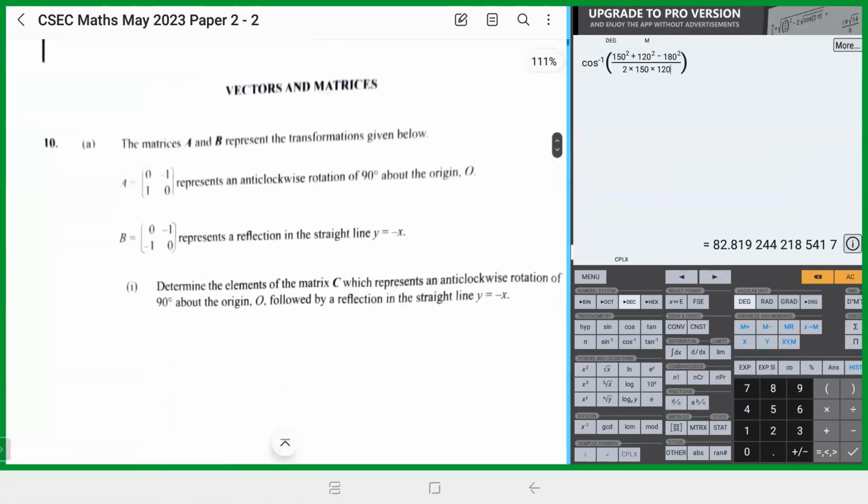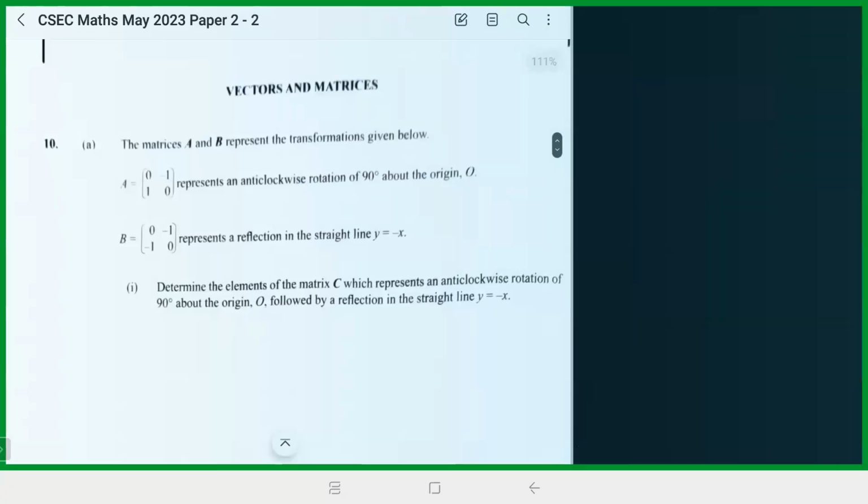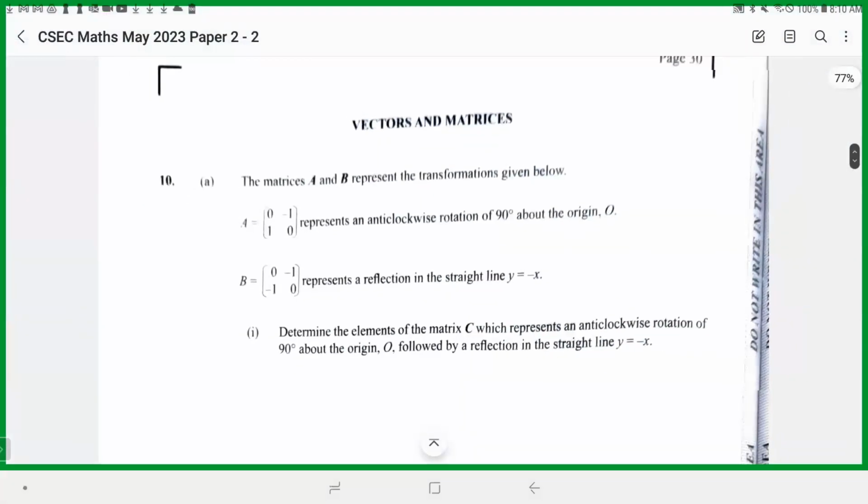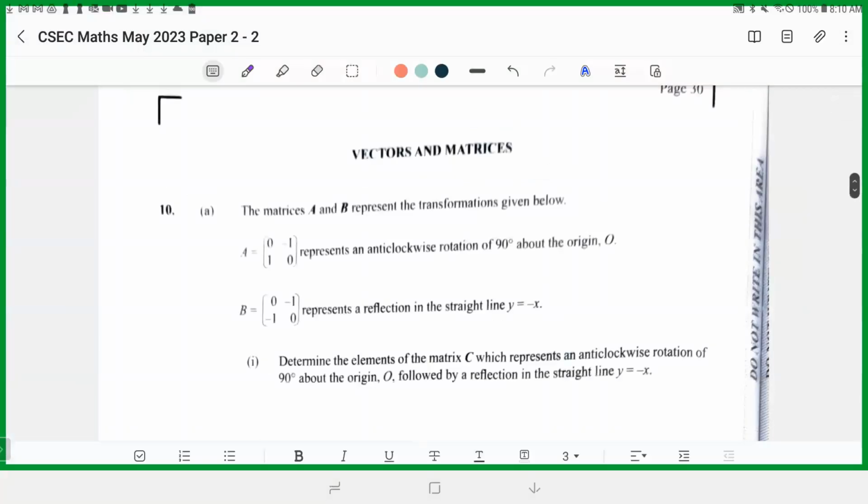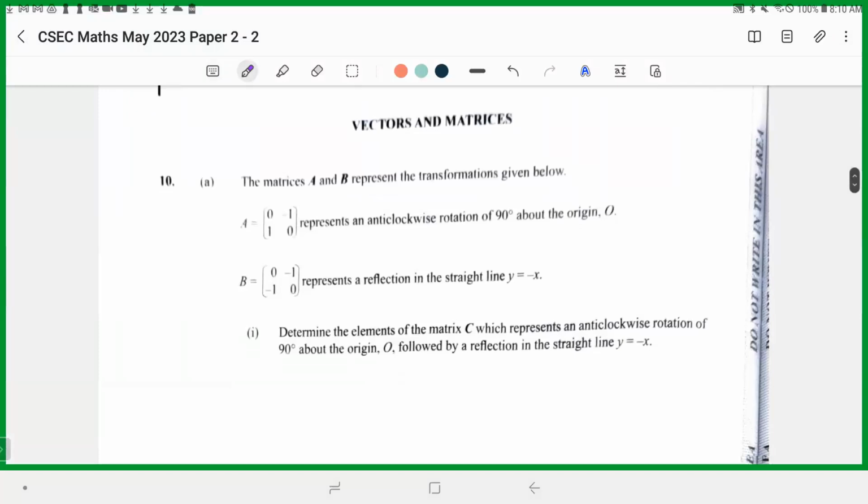So this is matrices transformation, right? So I need to calculate for this one. This question now gives us matrix A and B as two transformations. This one is the anticlockwise 90 degree rotation about the origin. I advise my students to learn them and know them. CSEC is giving it to you for free, but I don't do that all the time. This one is a y equals minus x reflection matrix, reflection line y equals minus x. So this is A and that is B.